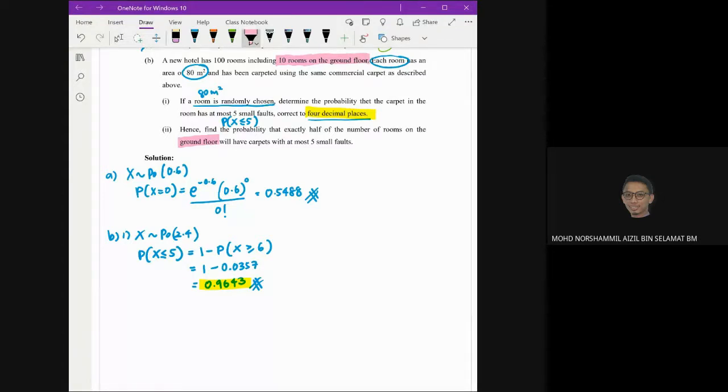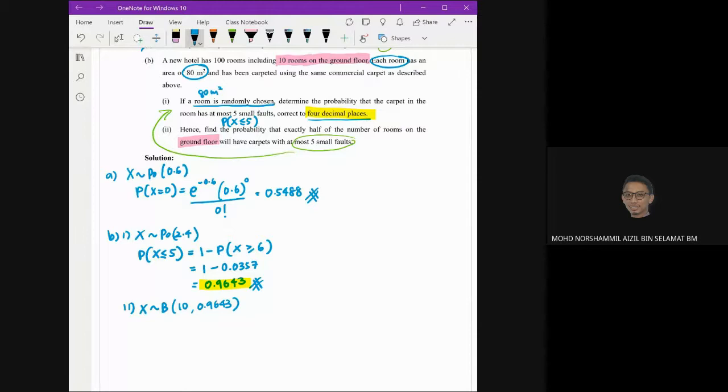Nampak masa depan? Nampak sir. Nampak? Sama-sama. Nampak macam mana? Okay. Dia kata rooms ground floor saja. Maksudnya kita punya rooms tu 10. Betul? Boleh terima? Betul sir. Okay. And then, this part ni, at most 5 small faults ni, kita dapat daripada part 1 tadi, betul tak? Betul. Okay, maksudnya 0.9643 going to be the probability of success for our second part.